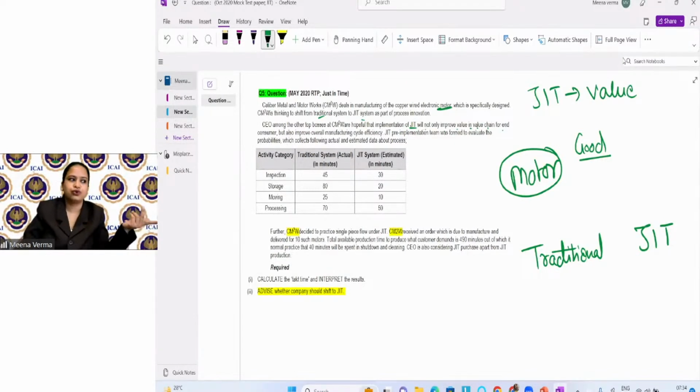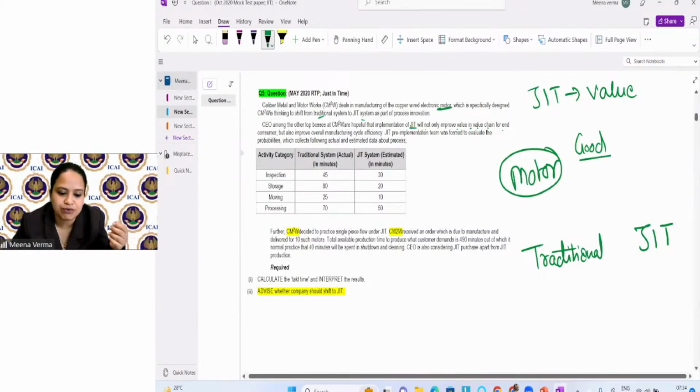That's true. We have learned this, that just-in-time system helps in removing all the non-value-added activity from the company. So they have mentioned that just-in-time system will help in creating the value, and obviously it will help you to remove the non-value-added activity. But it will also improve the overall manufacturing cycle efficiency. This will help in improving the overall manufacturing cycle of the company.